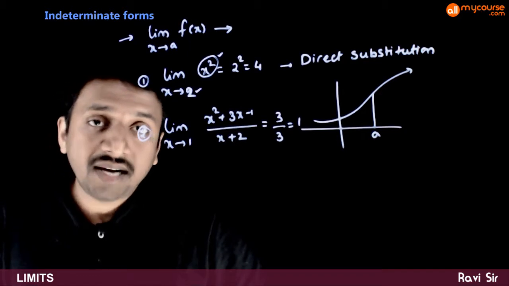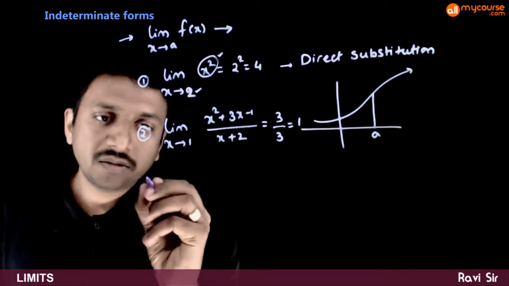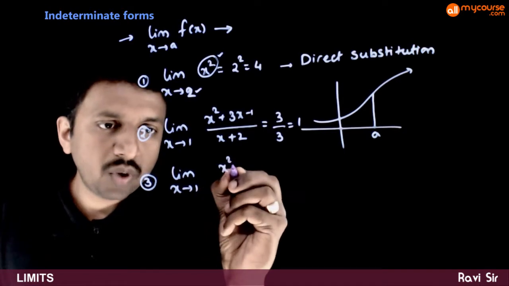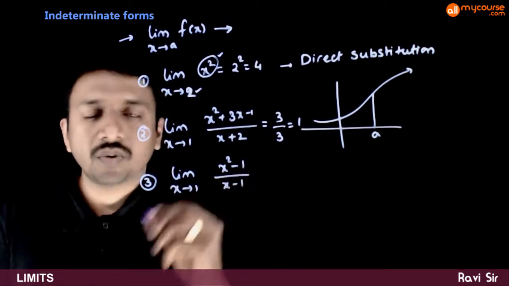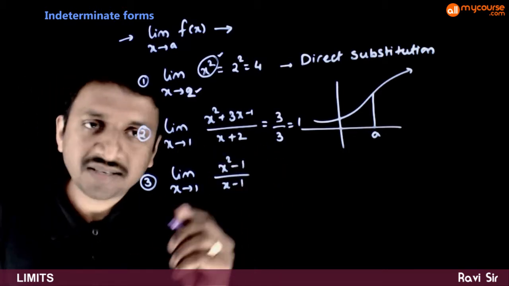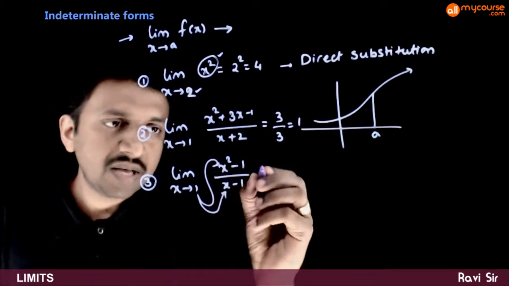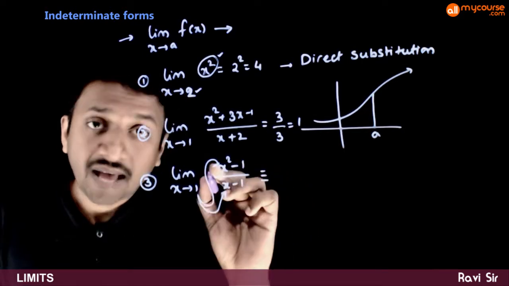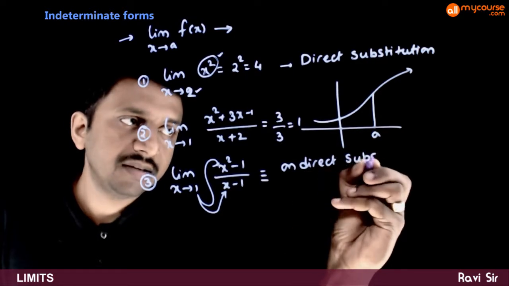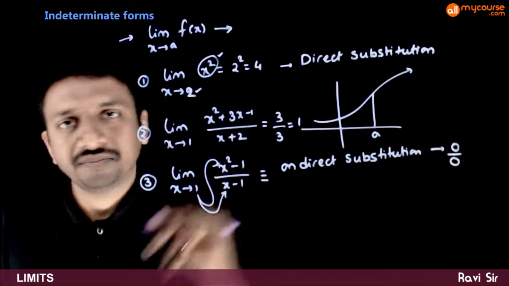When will the direct substitution not work? For example, if you have the limit as x tends to 1 of (x square minus 1) by (x minus 1), and you're asked to find this limit, I might say that I'll directly put x equal to 1 in the numerator and denominator. As you can see, on direct substitution you're getting 0 by 0.